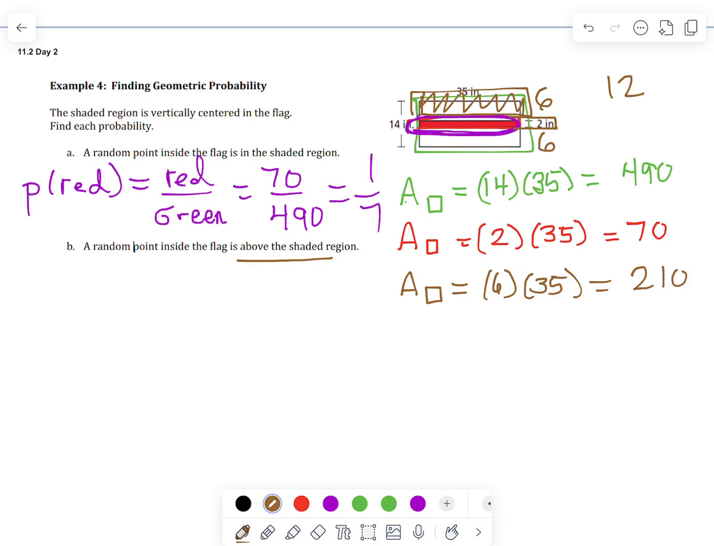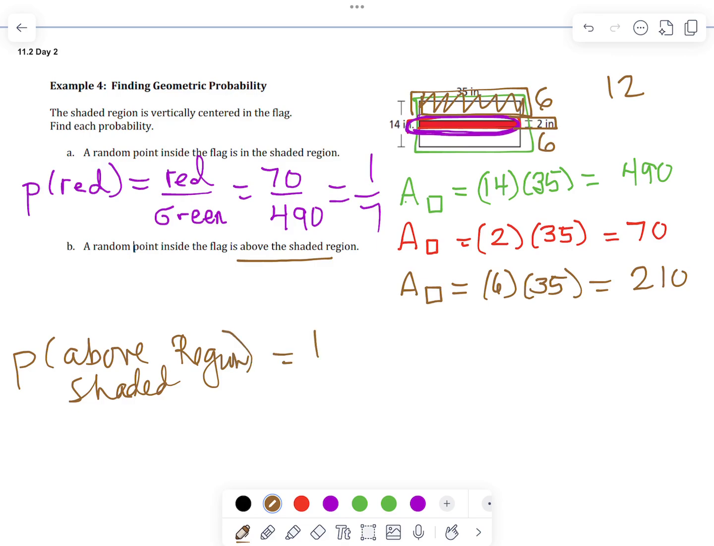Then we're going to go ahead and do our probability. So the probability above the shaded region, so landing in the brown. So you're going to do the brown area over the green rectangle, the entire rectangle. So 210 divided by 490, and then we reduce that fraction.